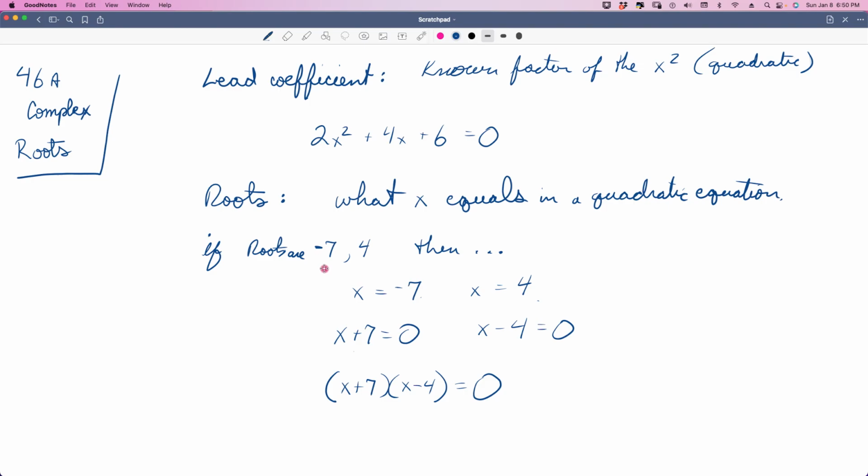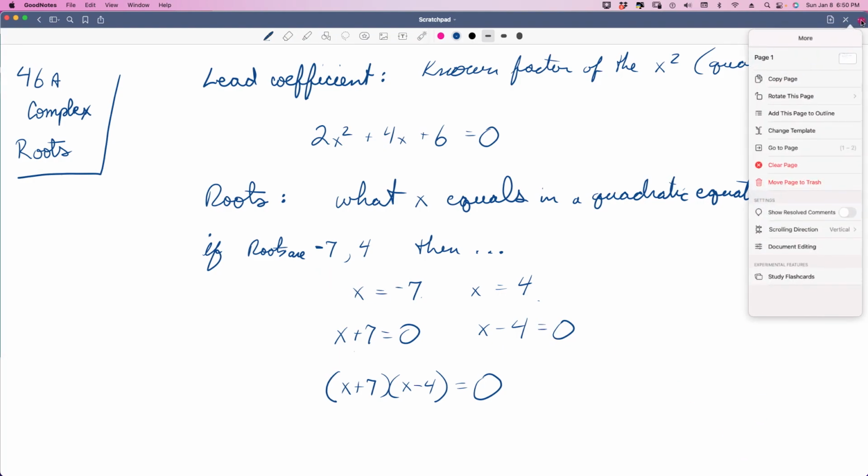Complex roots are just like complex numbers. They're going to have that imaginary factor. So let me clear the page for us. That imaginary factor is going to make it a lot harder to deal with. So let's look at example 46.1 just to kind of wrap our head around what we're going to be dealing with in working with complex roots.